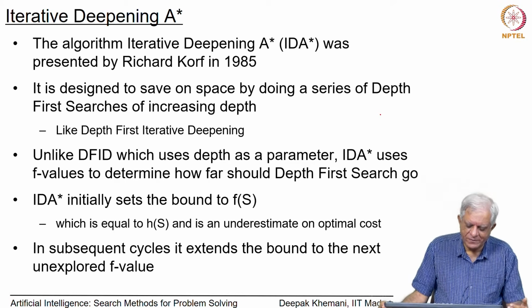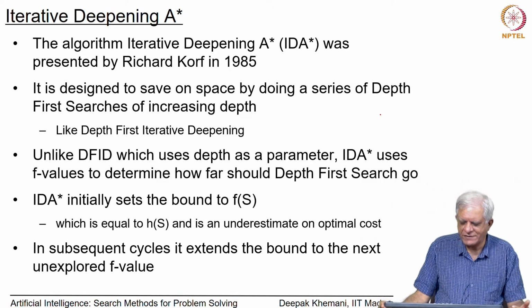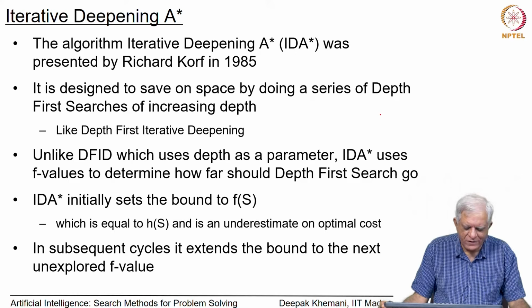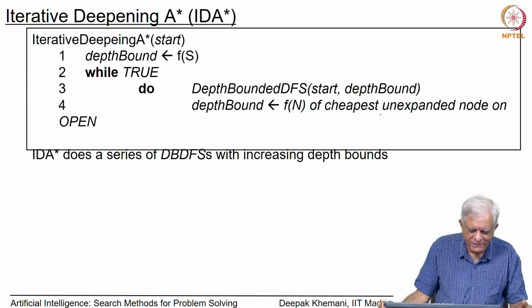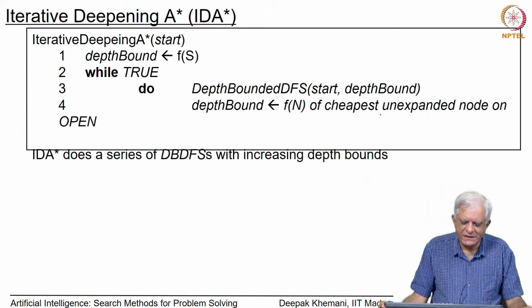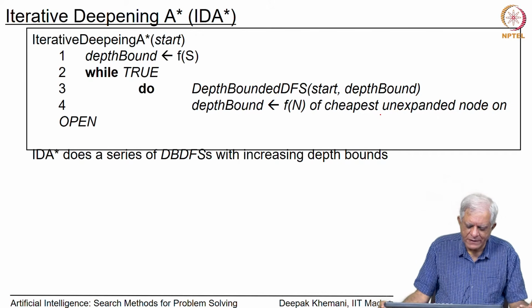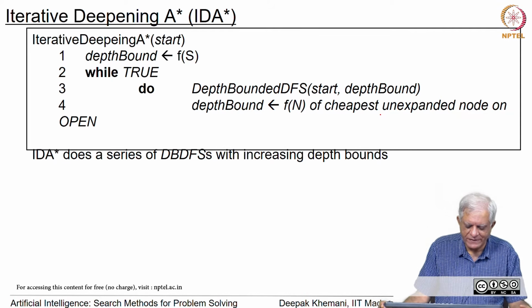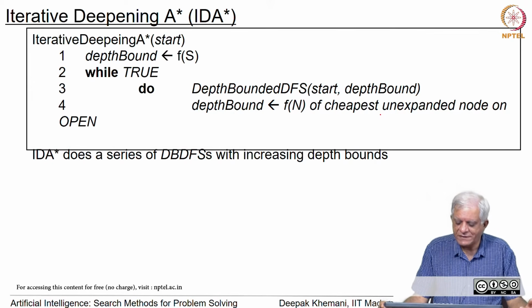Now, this is different from DFID. In DFID, we just increase the depth by 1, but here we are extending the path length to the next node that we have not explored. We will see that this may cause problems of its own, but let us first look at the algorithm itself. So, iterative deepening A star starts with a depth bound of f of s, and exactly like in the previous case, it does depth bounded depth first search. If the search fails to find a path to the goal, it increases the depth bound, but this time it increases it to the f value of the next cheapest node that was not expanded in the last round.